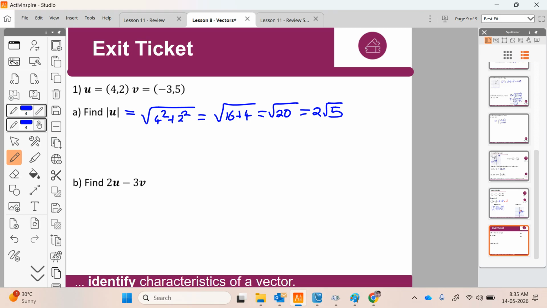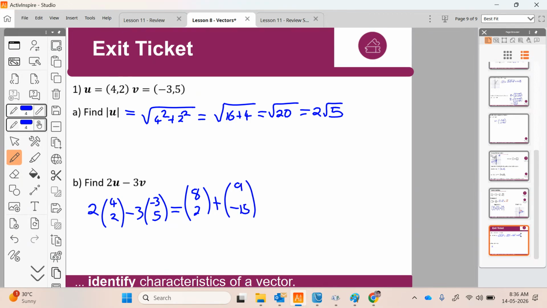Let's try B. We need 2u minus 3v, so 2 times (4, 2) minus 3 times (-3, 5). That's going to give me (8, 2). That's going to give me (9, -15). Well, why is it (8, 2)? (8, 4). Oh, wait, 4. 4, thanks.